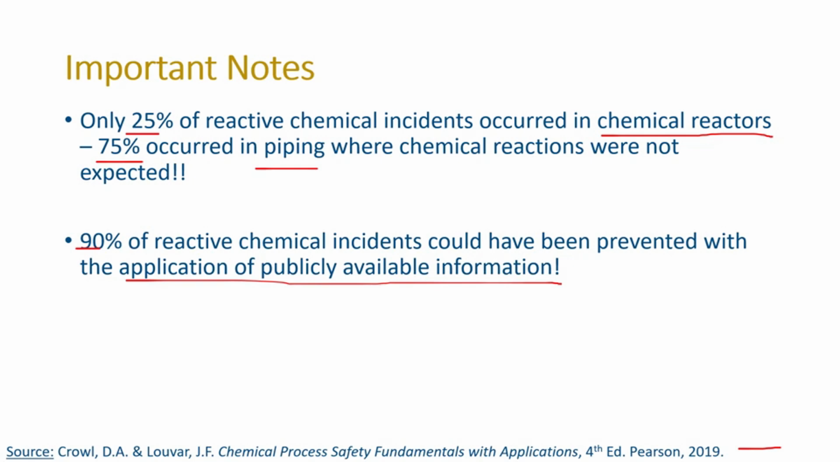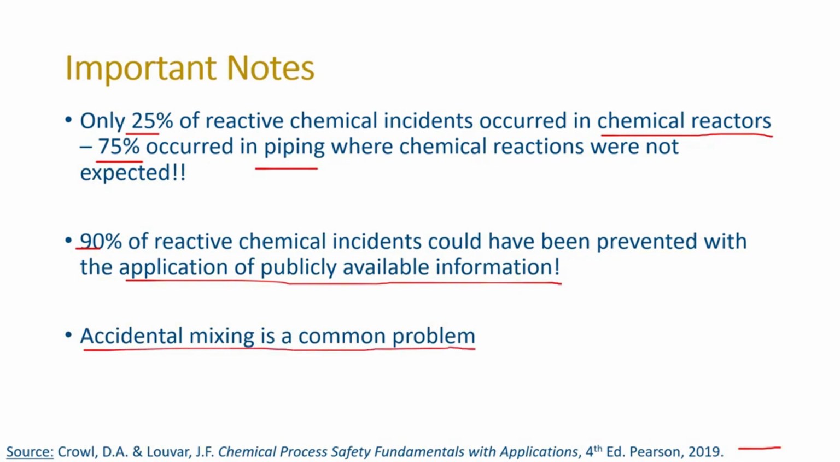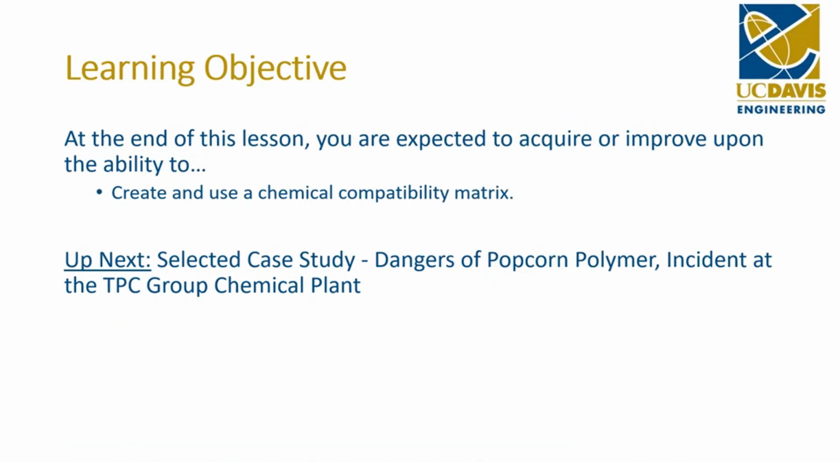Thinking about that high percentage of chemical reaction incidents that occurred outside of reactors, a lot is due to accidental mixing, and this is a common problem. Also, process upsets where conditions deviate from the expectation can also lead to reactive chemical incidents. In this lesson, you learned how to create and use a chemical compatibility matrix using the chemical reactivity worksheet available through the AIChE website. Up next, you're going to look at a relevant case study, one that involves reactive chemical hazards, entitled The Dangers of Popcorn Polymer, an Incident at the TPC Group Chemical Plant.